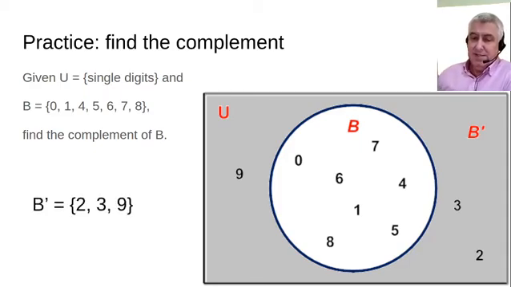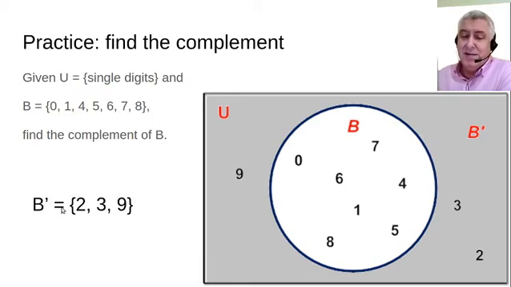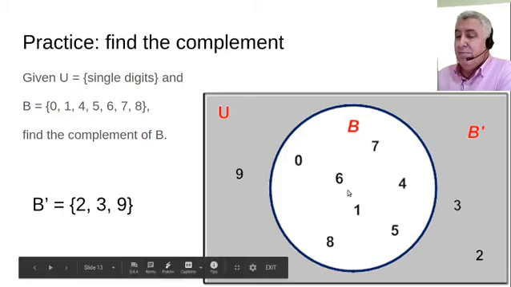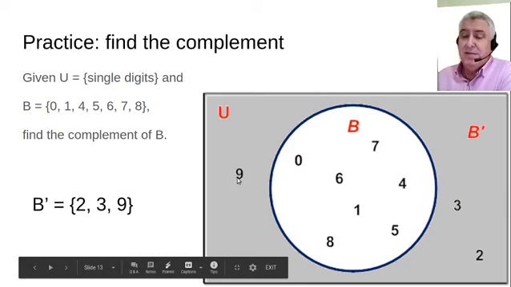Okay, is that what you got? Now this apostrophe doesn't look exactly right, but I don't have anything on my keyboard in this font that looks good, so that's what I went with. I wish we had LaTeX. So B not, not B, the complement of B is equal to the set of 2, 3, and 9, because the universe is 0, 1, 2, 3, 4, 5, 6, 7, 8, 9, and B is 0, 1, 4, 5, 6, 7, 8. So these are the numbers that are left.